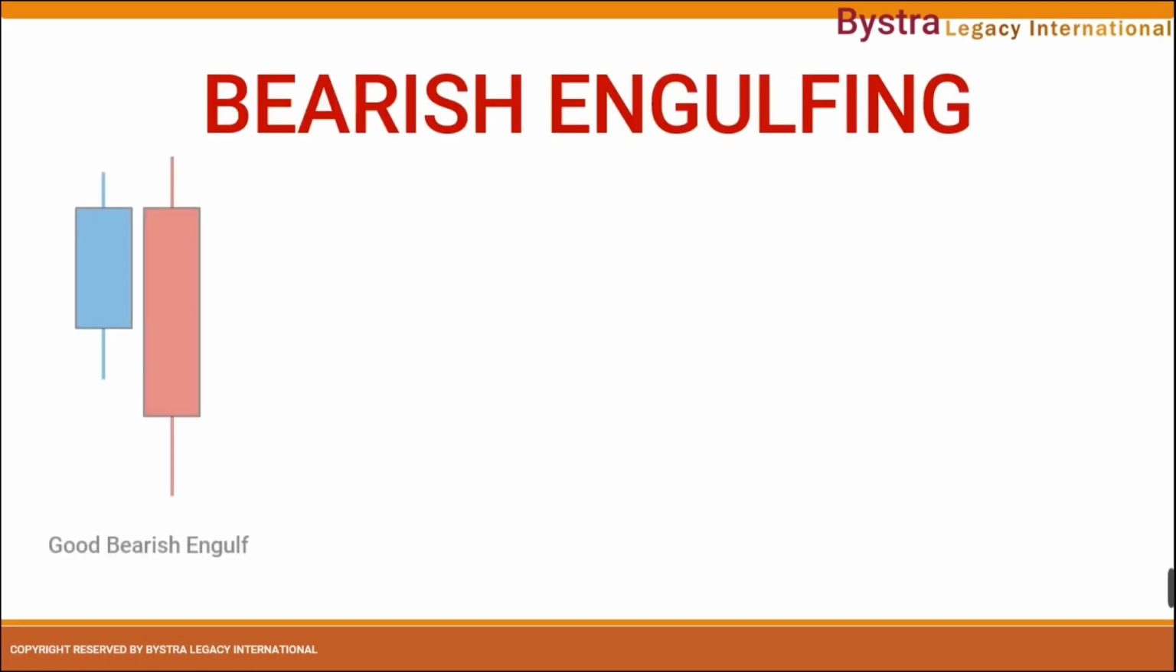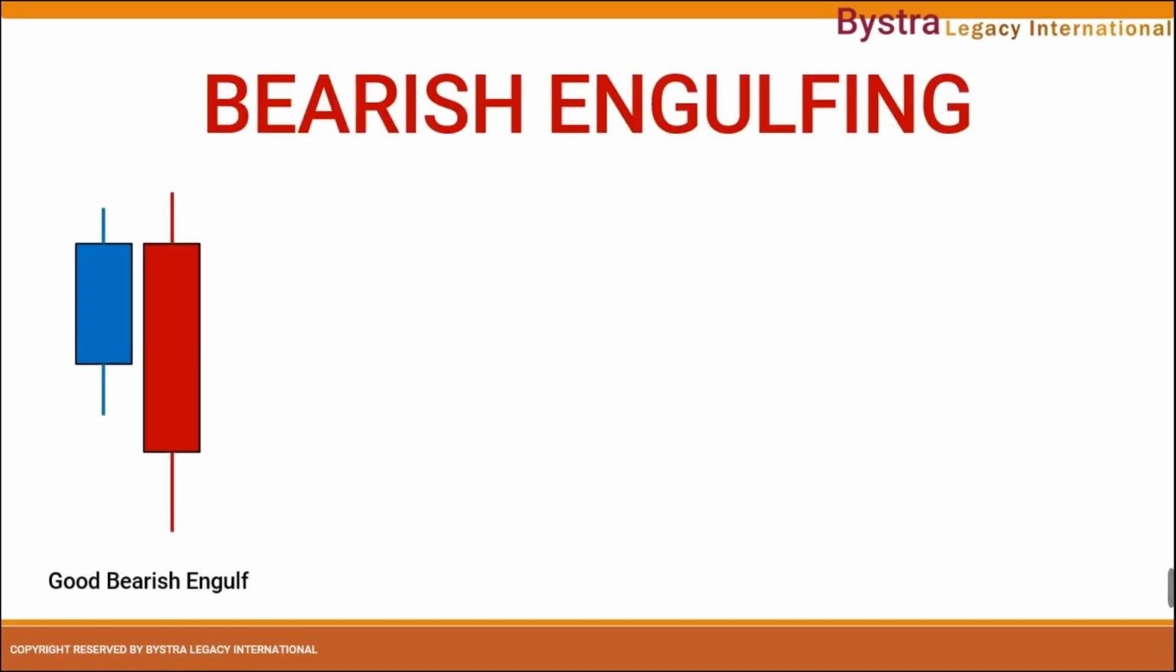Now let's look at the bearish engulfing. Same as the bullish engulfing. As we can see here, this bearish engulfing candle engulfed the whole bullish candle, including the shadow or the wick. From the top to the bottom, this is what we call a very good engulf. For me, it's considered a perfect engulf.